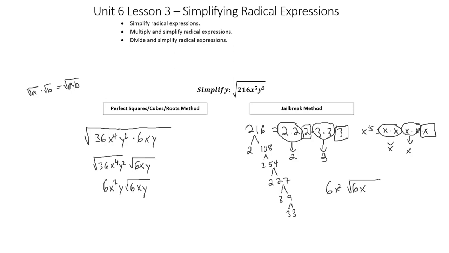And then with y to the third, that's y times y times y. So right here, a twin escapes. So that one escapes, and this one is left in the box. All right, now I will be using the perfect square method, but I like to show the jailbreak method as an option. All right, let's look at more examples.